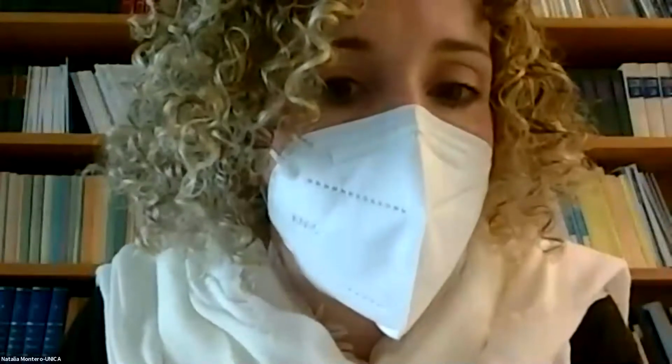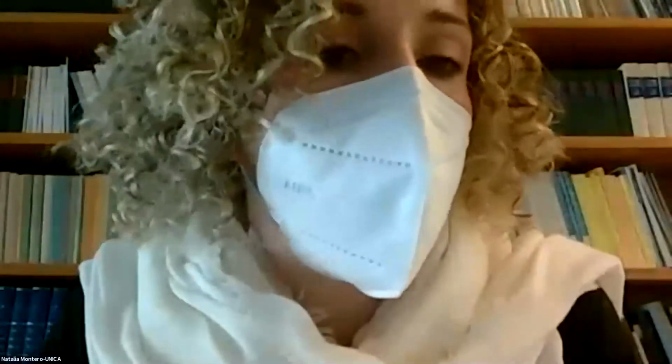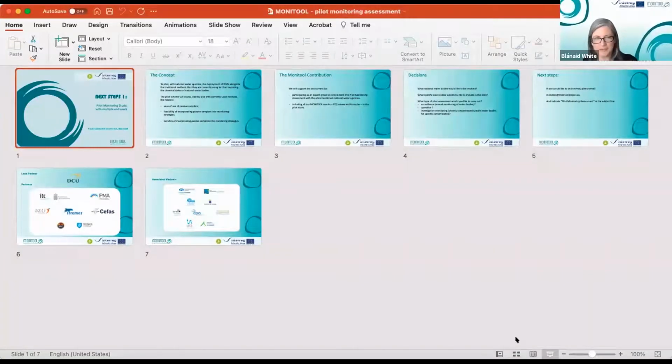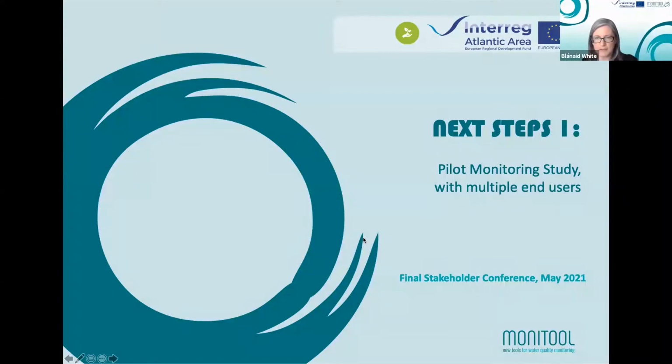And this is going to deal with the next steps that should be carried out, or what is going to happen beyond the MONITOOL project. So now I'm giving the word to Blanet to start with the pilot monitoring assessment. Brilliant. Thank you, Natalia. And so this question around the pilot monitoring assessment comes from feedback from the questionnaire that stakeholders filled in before this conference started.